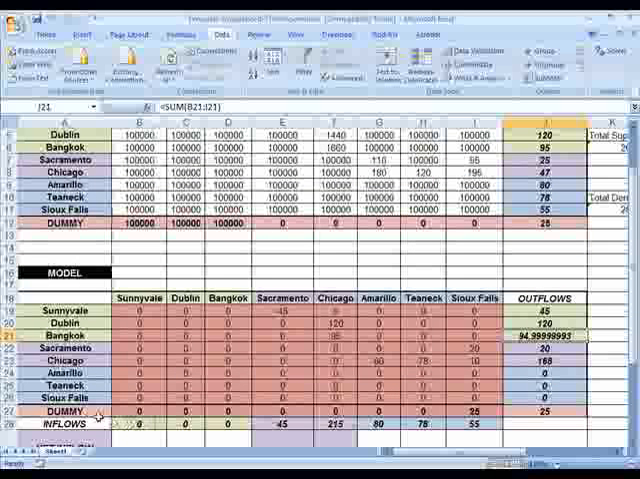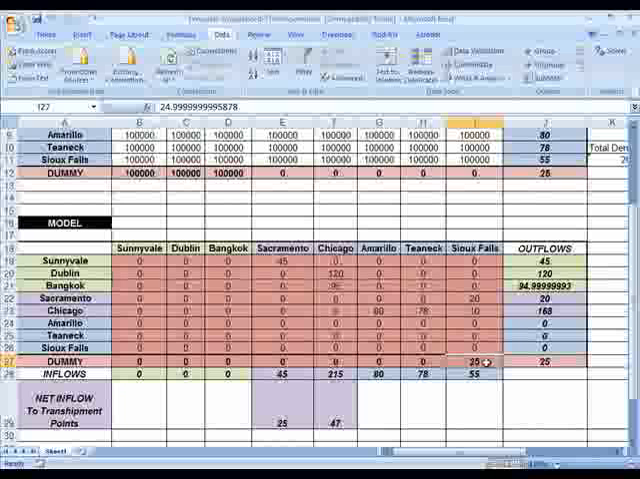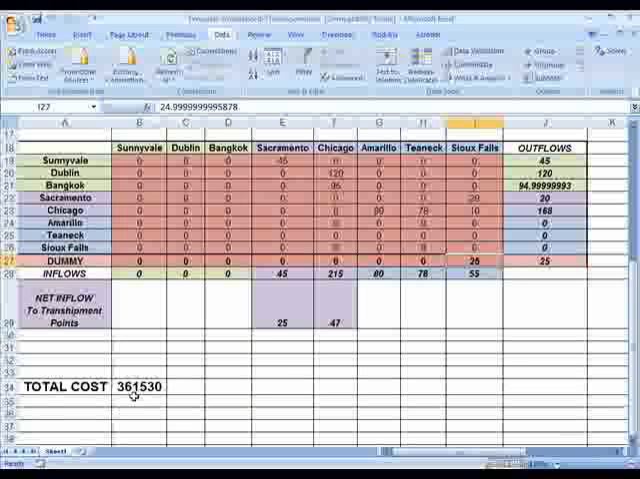So if you look at your dummy row for the flows, then there's a flow of 25 to Sioux Falls, which means that Sioux Falls is the demand node which is going to be short of 25 units. So that's going to be the demand point that will be short by 25 units. And that is the information that's being shown to you in your model in the dummy node itself. Your total cost, like it says over here, is $361,530.